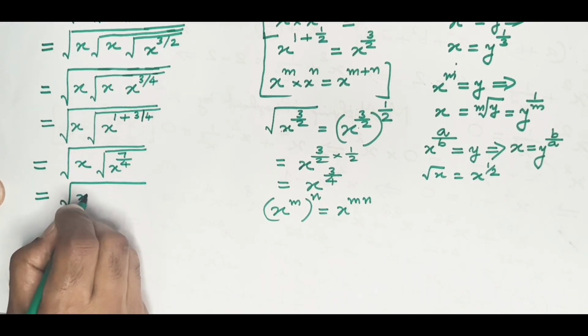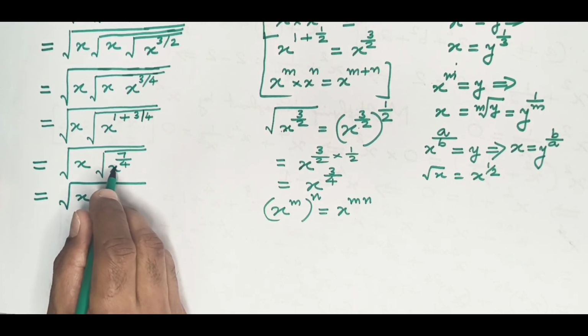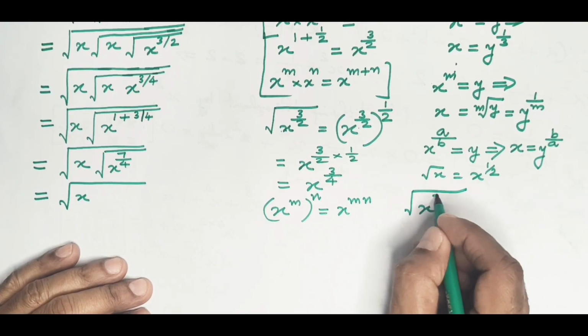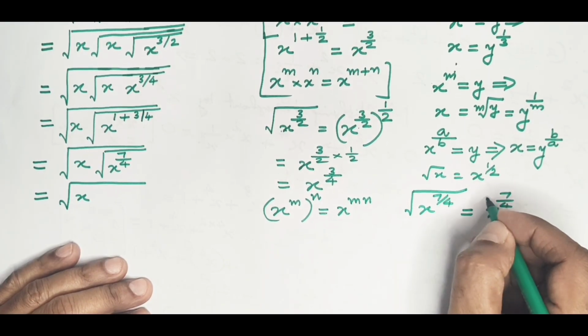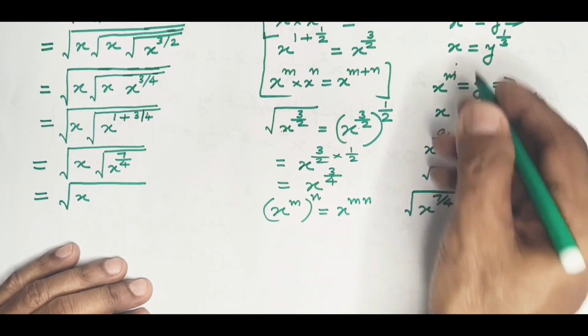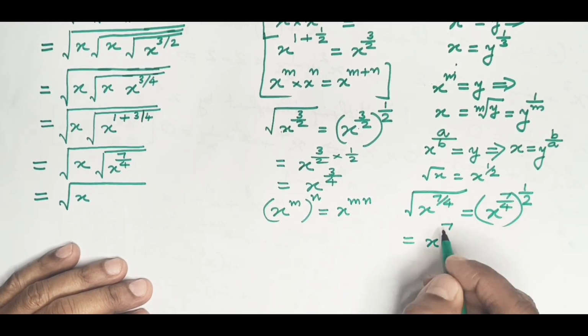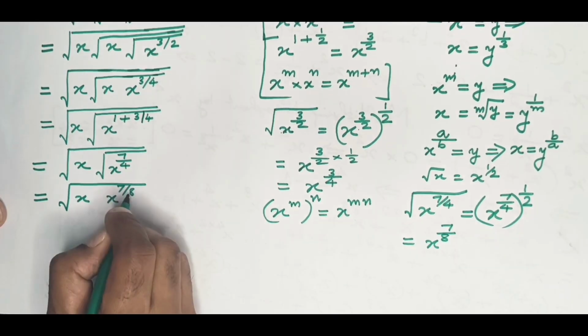Now, this is x. This will be the square root of this expression. So, the square root of x to the power of 7 over 4. You can write it like this: 7 over 4, the whole to the power of 1 by 2. And this will be 7 by 4 multiplied by 1 by 2, which is 7 divided by 8. So, you have x to the power of 7 divided by 8.